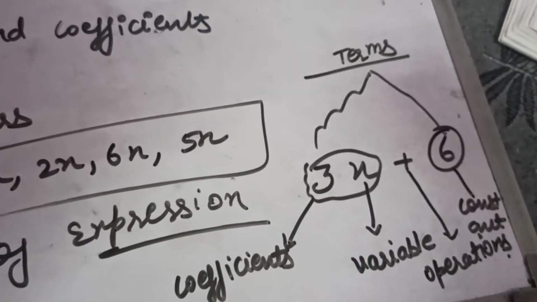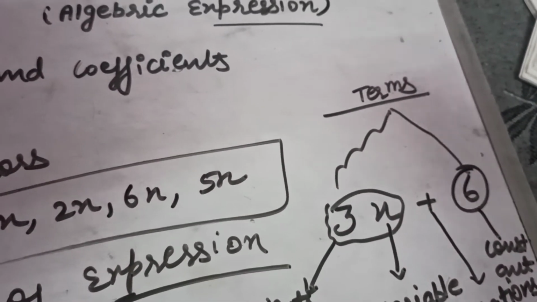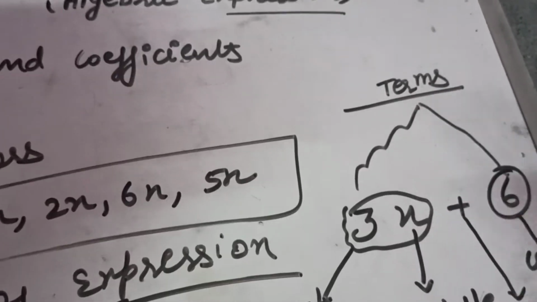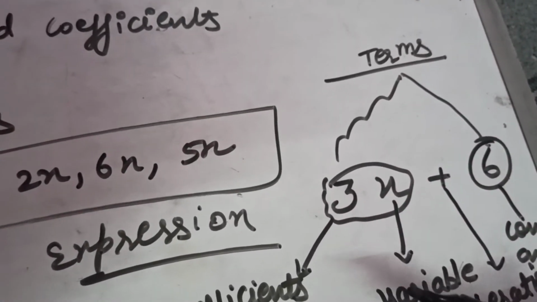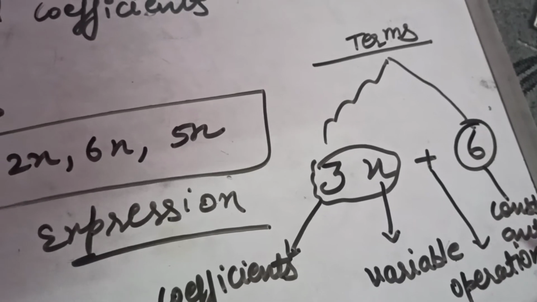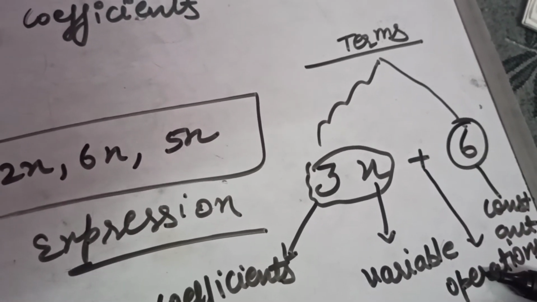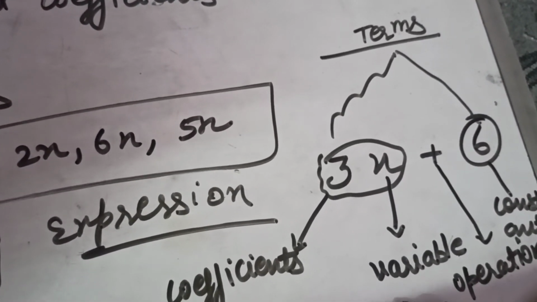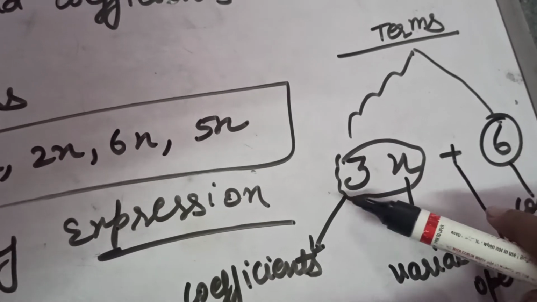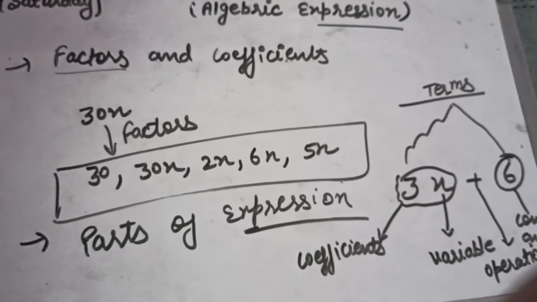Clear to everyone? This complete one, 3x plus 6, is known as the algebraic expression. Single ones, 3x and 6, are known as terms. Coming to the single parts, 6 is the constant because it does not change. Plus is the operation used. x is the variable, which we discussed in the previous exercise, and 3 is the coefficient. So the two topics are clear.